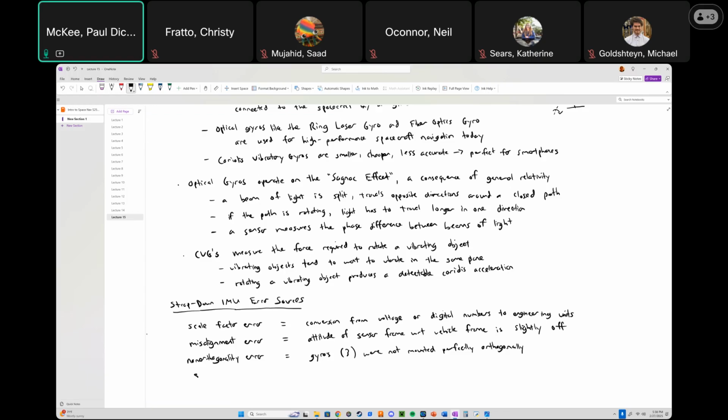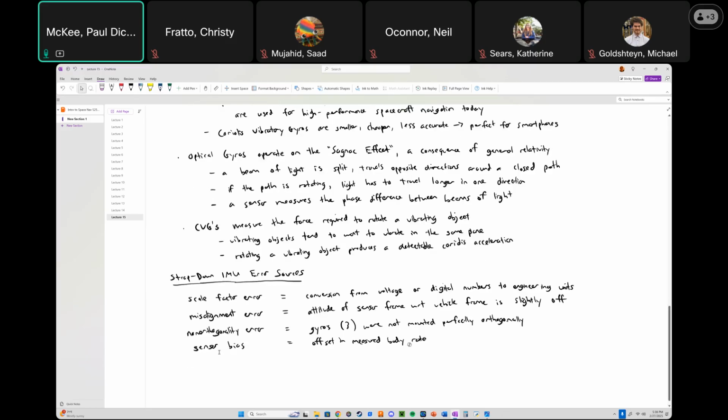Another is sensor bias. And that would just be an offset in measured body rate. So if for some reason you are measuring a rotation when your vehicle is not rotating, and then, let's say you're off by a tiny fraction of a degree per second, that's going to persist, right? You're always going to be off by this certain bias. That bias might not be constant.